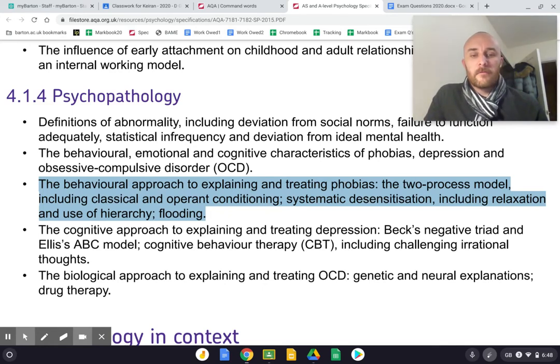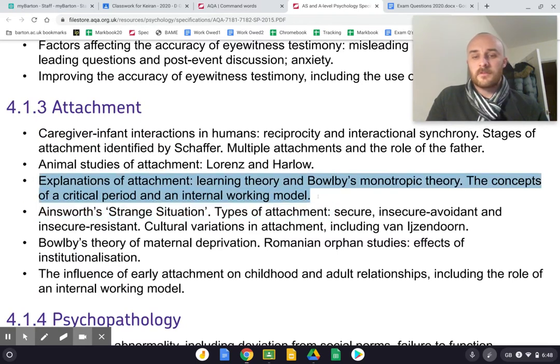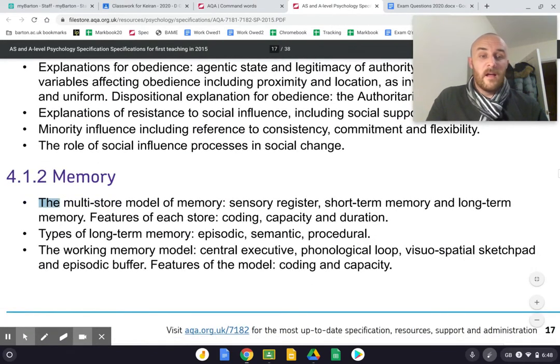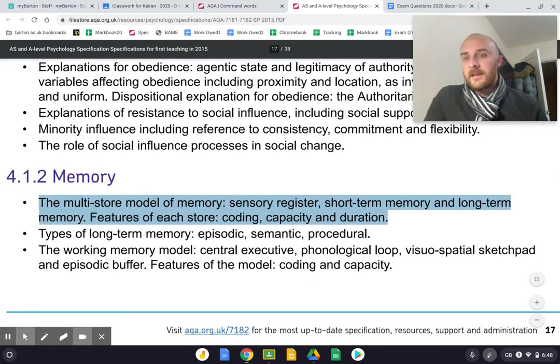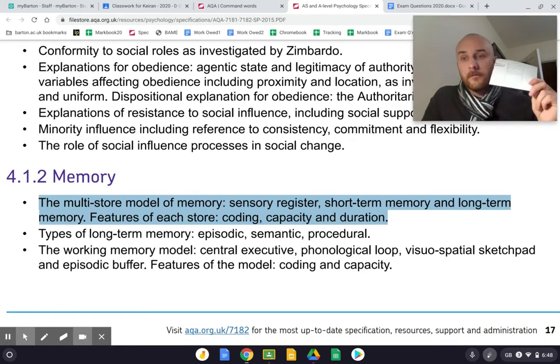So for this one here, the behavioral approach to explaining and treating phobia, that's a terrible example, because that's technically two. Explanation of attachment, learning theory, I've picked another terrible one. You know what? I'm just going to go to an easy one. Multi-store model. In this case, you should have one flashcard per bullet point. You should realistically have everything about your AO1 for the multi-store model on two sides.